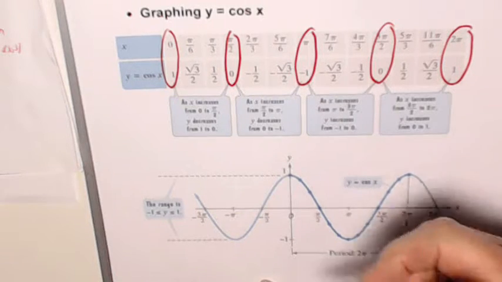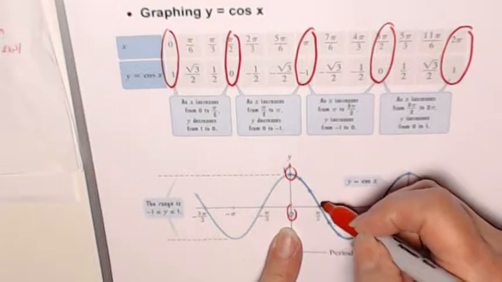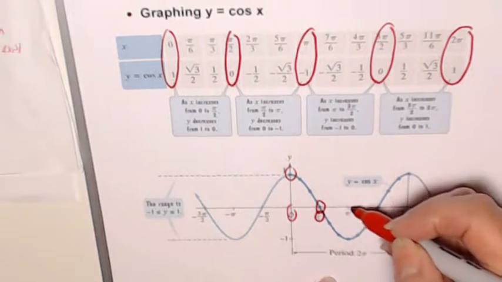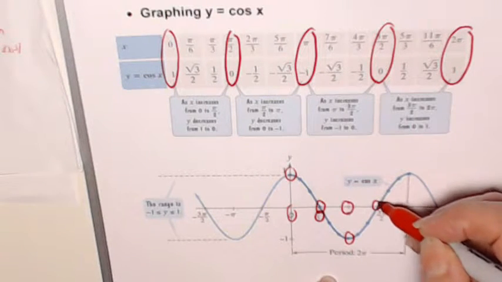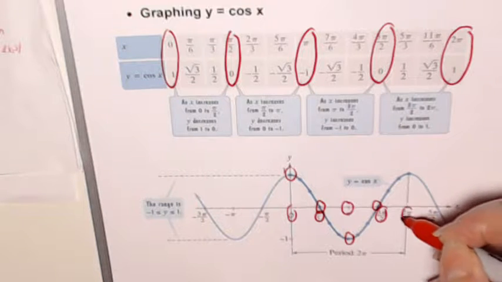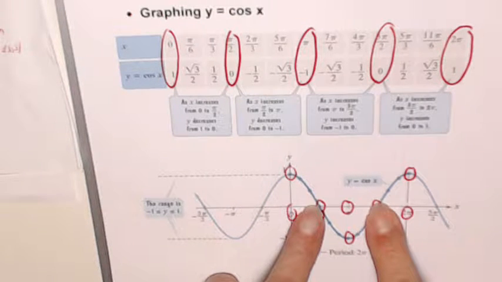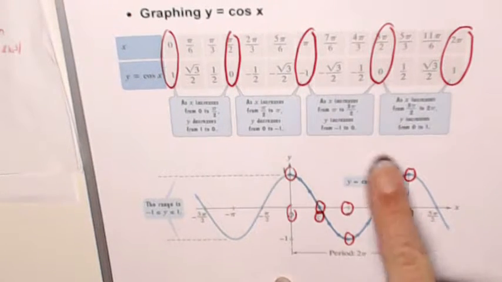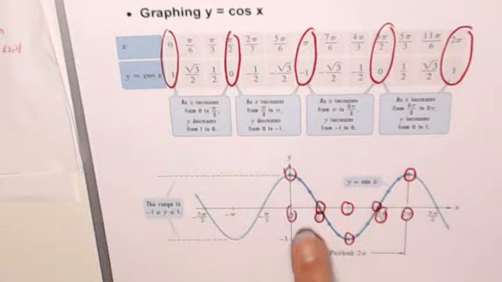So looking at our graph here, we can see these points. At 0, we're at 1. At pi over 2, we're at 0. At pi, we are at -1. At 3 pi over 2, we're back at 0. And at 2 pi, we're at 1. So for cosine, we have 2 x-intercepts, and then we have 2 maximums and a minimum. This is a little bit different than sine that had 3 x-intercepts. Here we have 2 x-intercepts.